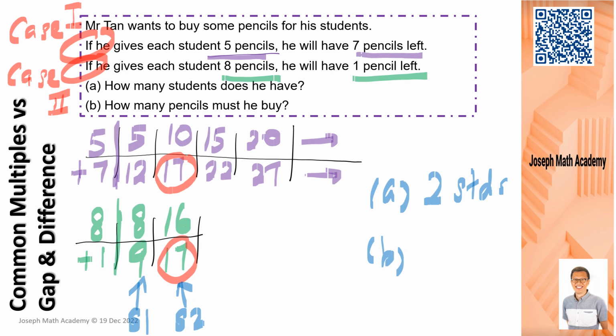Now, if there are 2 students, one person received 5, then he has 17 in total. If he has 2 students, in case 2, one person received 8, he will have 17 in total. So in actual fact, we have already answered question B by looking at our table. Our table shows us the answer.